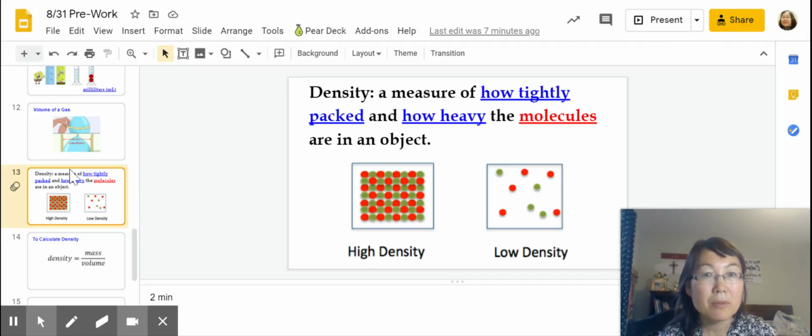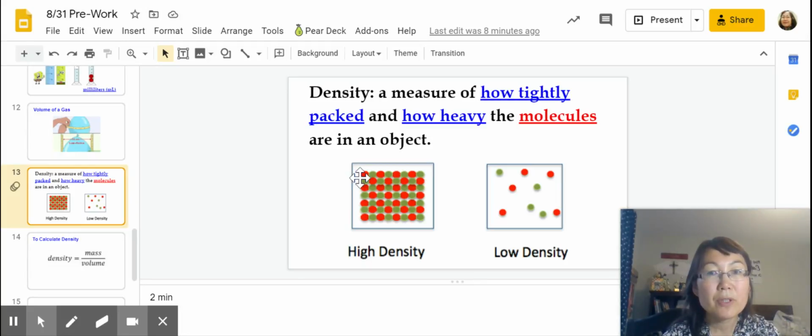For example, this one has two different kinds of particles in there, the red and the green. It's very tightly packed, and this one is loosely packed. So this one is more dense, and this one is less dense. It also measures how heavy the molecules are, where a molecule contains a few atoms. It forms a molecule like water, which contains hydrogen and oxygen. We're eventually going to learn it. We call them molecules, basically a few atoms connected together.